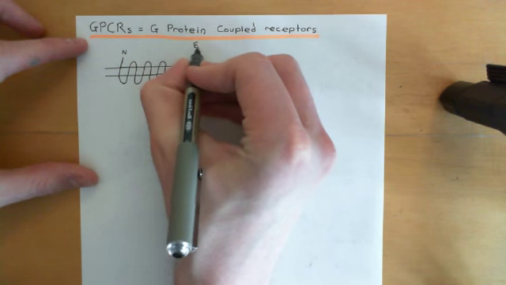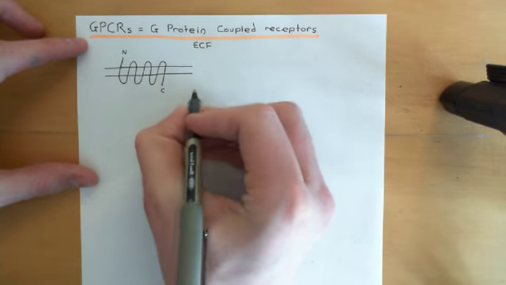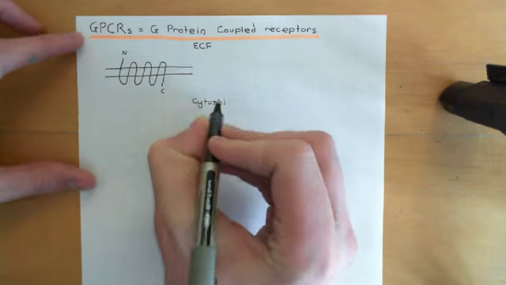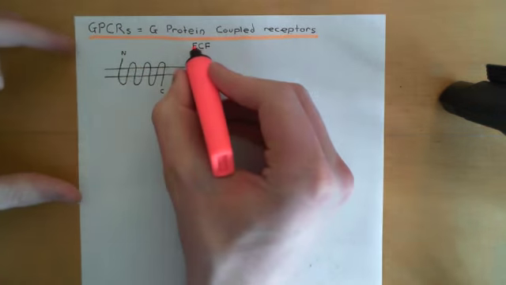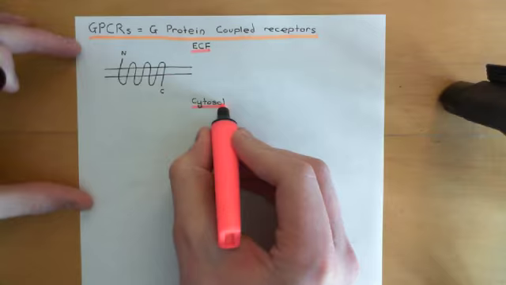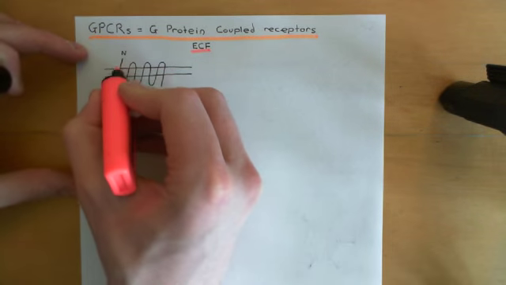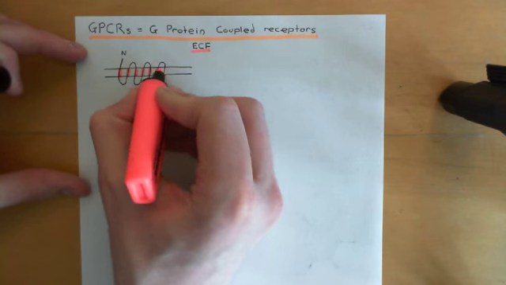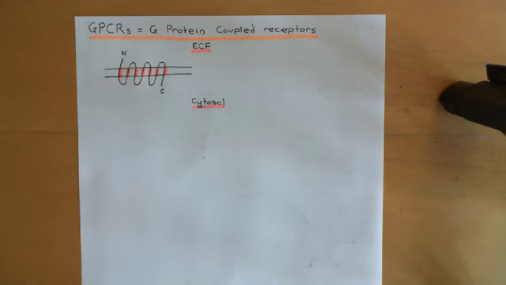Okay, so this is the extracellular fluid side of this membrane here, and this is the cytoplasmic side of the membrane here. So this is the cytosol. So this is the extracellular fluid, this is the cytosol, and this is our G protein coupled receptor. And the key feature that it has here is the 7 membrane spanning alpha helices.